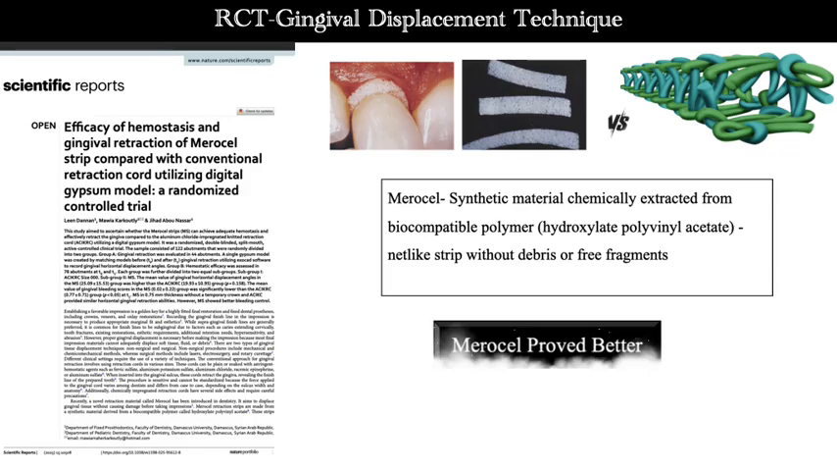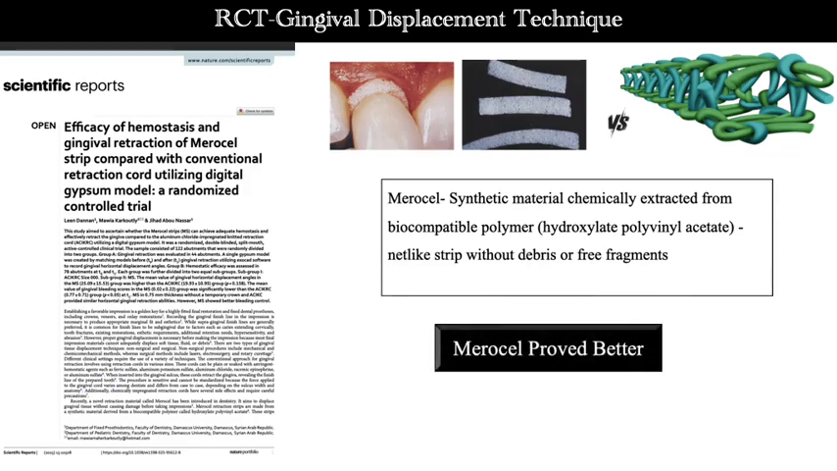And however, in the study they proved that the Merocel gave a better lateral displacement of the sulcular epithelium compared with the knitted cord. Now, the thing about this study is that they have only measured one parameter, that would be the lateral displacement of the marginal gingiva. Now, this wouldn't be considered quite good and ethical. We don't know the other aspects and what negative impact it has caused to the gingiva.